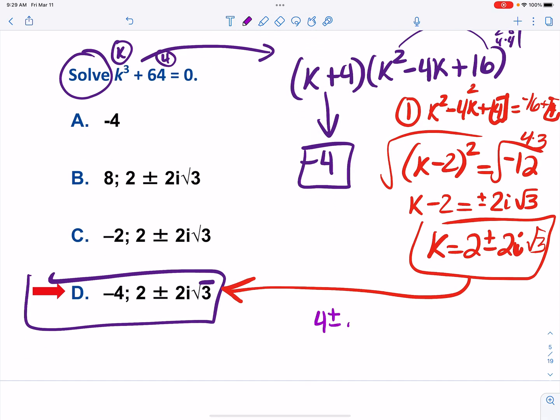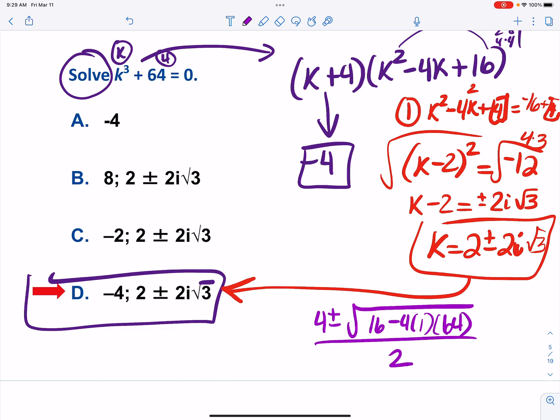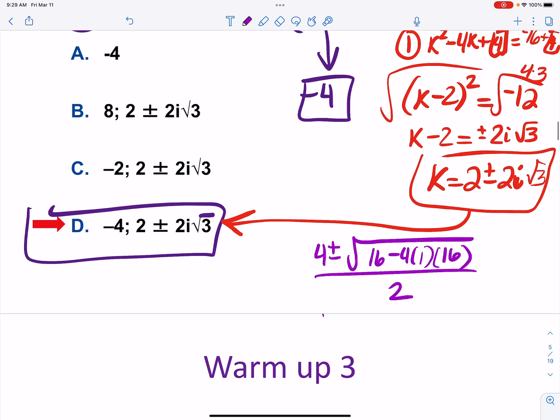Option 2 is to do the quadratic formula. Negative b plus or minus the square root of b squared minus 4 times a times c all over 2a. I was doing the 64 in my head. That's a 16. Just got ahead of myself. So that is 64. So 16 minus 64 is 48. So this becomes 4 plus or minus the square root of a negative 48 divided by 2.